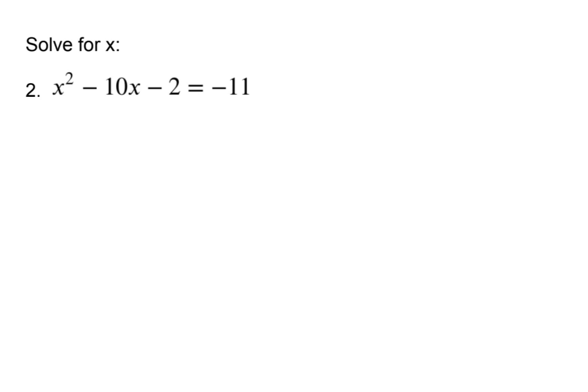Let's do one more. Okay, step 1, correct form. We're close. I see the x squared has a coefficient of 1, so we're good there. I think the only thing I need to do is fix that little 2. It needs to be on the other side to get this in the right form. So we're going to have x squared minus 10x, and on the other side, we're going to have a negative 9. Okay, we're in the right form.